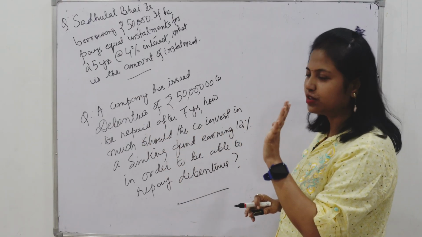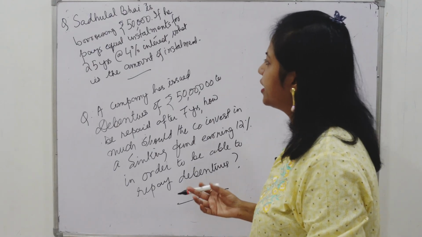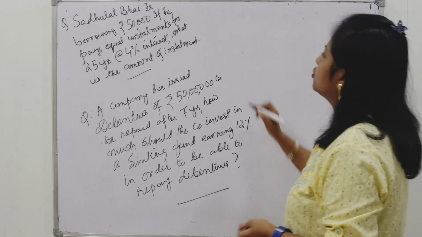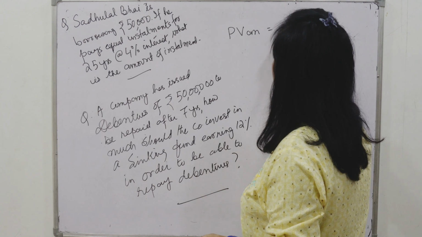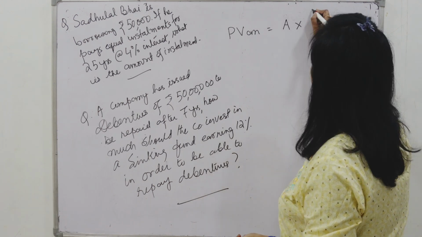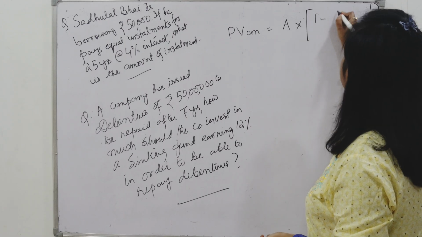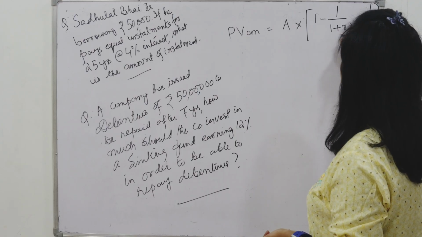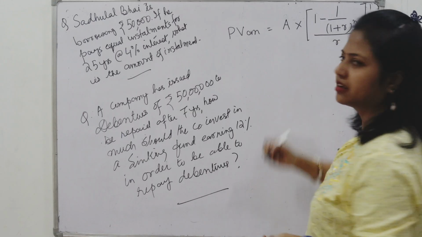So it is a case of annuity. For 25 years he will make the installment. So what do you want to find out? You want to find out how much is the value of installments. So that means this is a case of present value of annuity. What is the formula? Annuity into, we'll put a bracket here and then we will write 1 minus 1 by 1 plus r to the power n, and the whole thing divided by r.